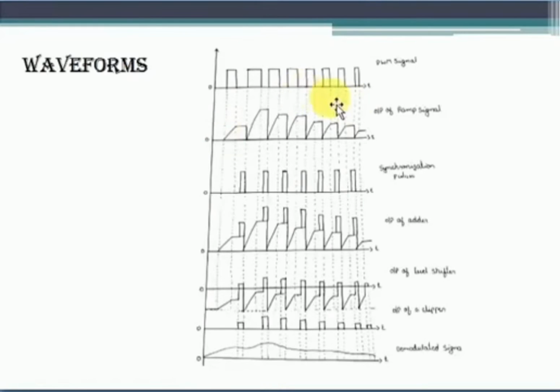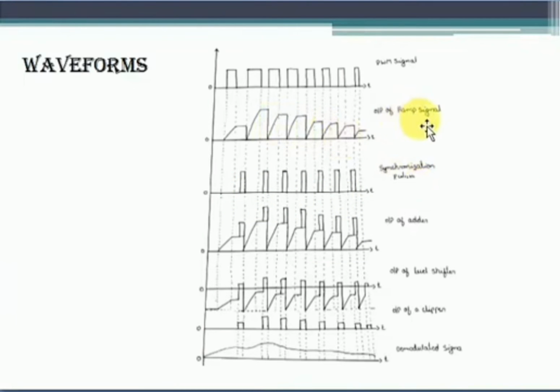So here this is the received PWM signal we are considering. In this we are generating a ramp signal and a synchronization pulses signal. Here the synchronization pulses simply generate a train of pulses that have a constant amplitude and constant width. So this is the pulse generator output that is generated.